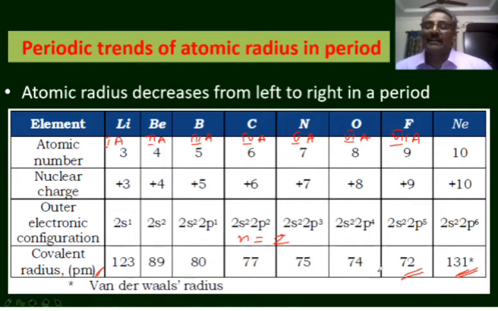So here we observe that there is an abrupt increase in the atomic radius from 17th group element to 18th group element. What is the reason? The radii of 18th group elements are van der Waals radii, whereas the radii of up to 17th group elements are the covalent radii. That is the reason.